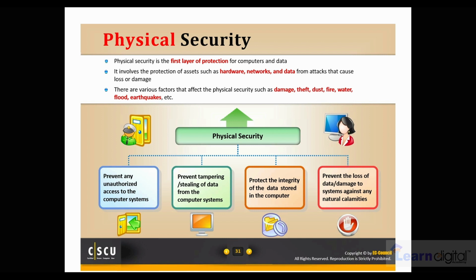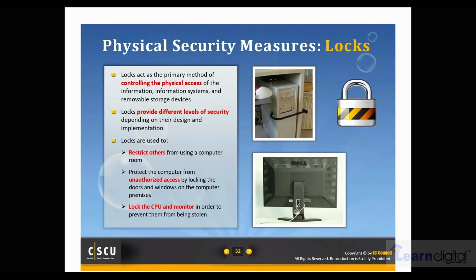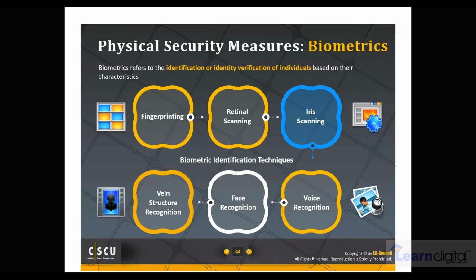There are some points which you need to follow in physical security. You need to prevent any unauthorized access to the computer system, prevent tampering and stealing of data from the computer system, protect the integrity of the data stored in the computer system, and last but not the least, prevent the loss of data and damage to the system from any natural calamities. Then again, there are some measures: you need to lock your system. These are the kinds of locks which you can follow. These are some important points for the measures for physical security locks.